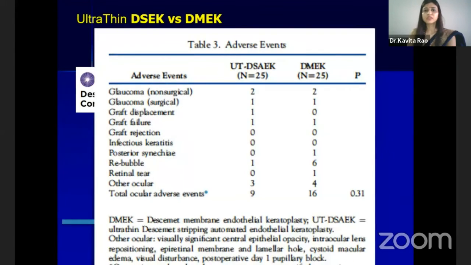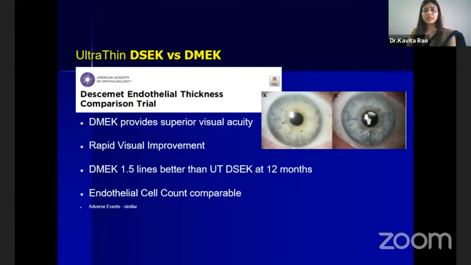If you look at adverse events, you can see that the rebubbling rate is definitely higher in the DMEC group. There are about 6 patients who had to be rebubbled. But apart from that, in terms of the other adverse events, rejection, there was no rejection in either group. It was found to be comparable. So in this particular study, they concluded that DMEC definitely provides superior vision. There is rapid visual improvement because the improvement happens at 3 months versus your DSEC, and there is a better visual acuity in DMEC compared to the DSEC.